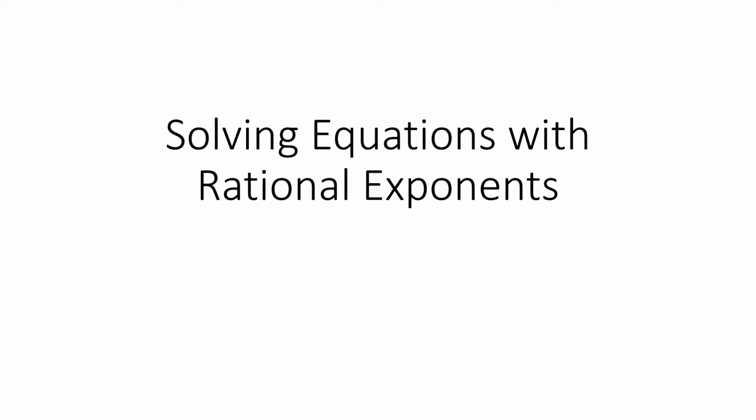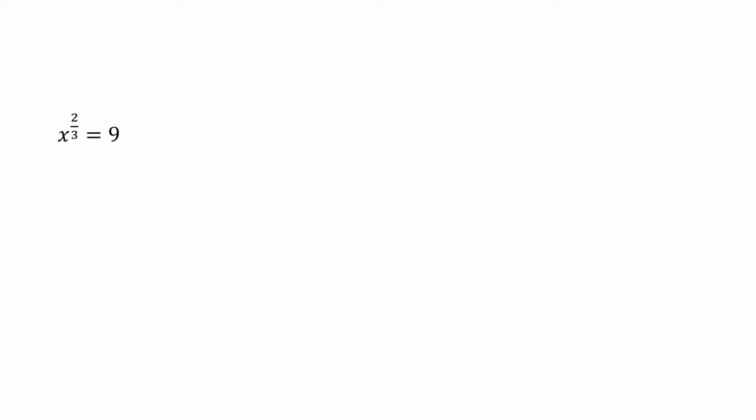We're going to look at a few more examples of solving equations with rational exponents. We're going to start off with a pretty simple one. We've got x to the 2/3 power equals 9. The first thing I'm going to do is rewrite this as a radical. So this would actually be the cube root of x squared equals 9.